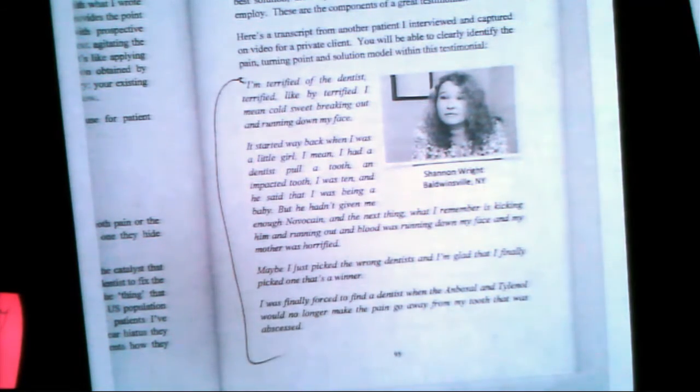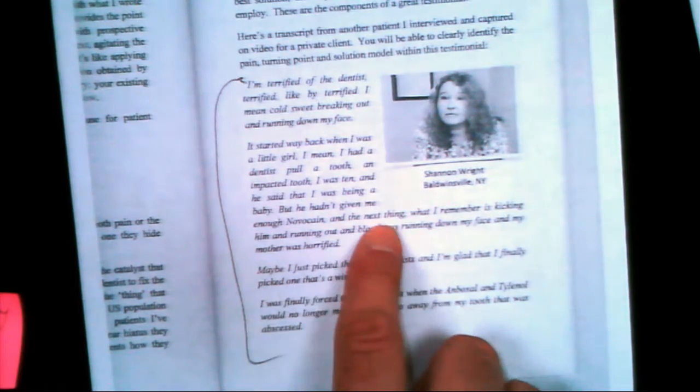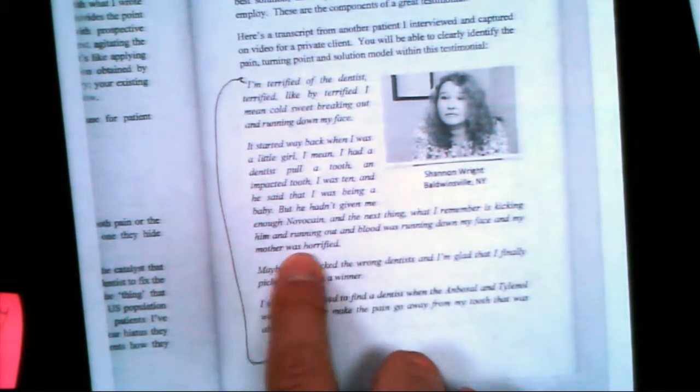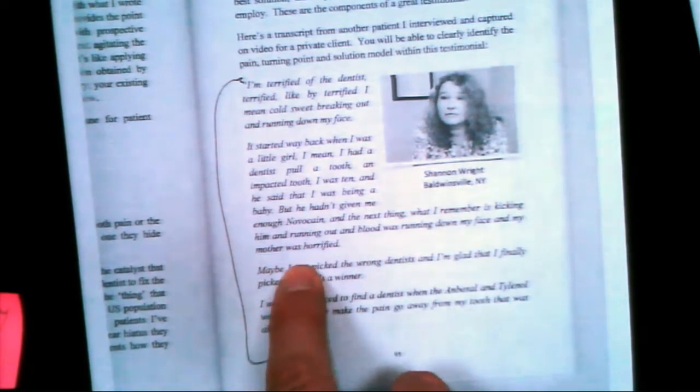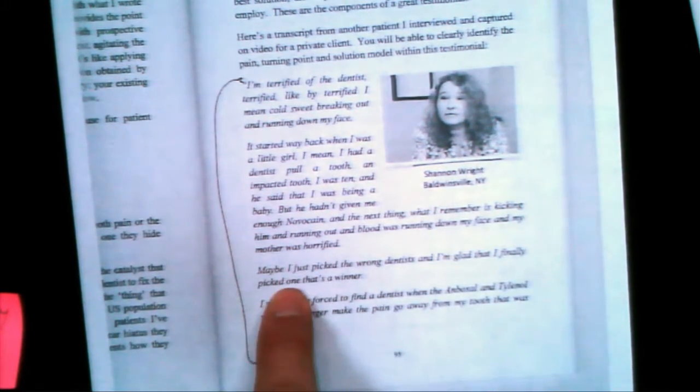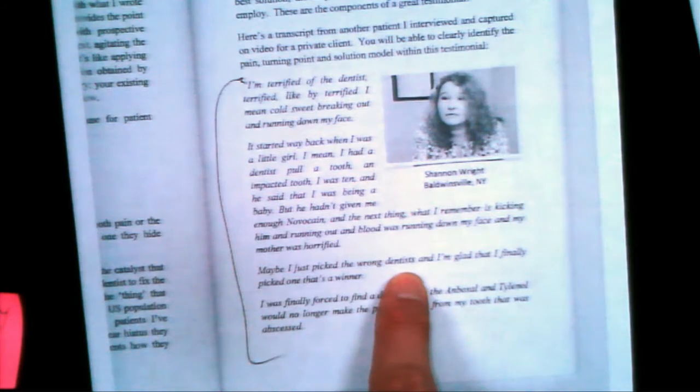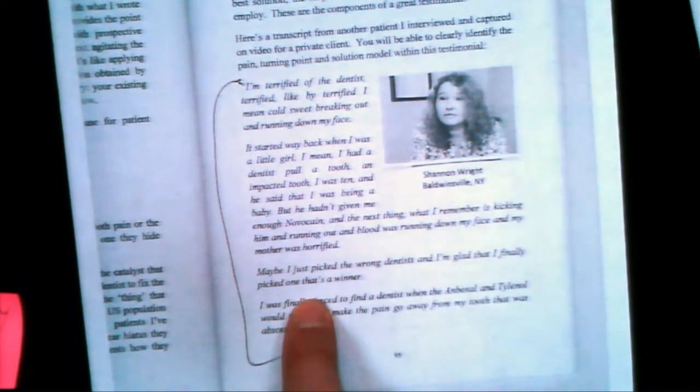He said that I was being a baby, but he hadn't given me enough Novocaine. And the next thing, what I remember is kicking him and running out, and blood was running down my face, and my mother was horrified. Maybe I just picked the wrong dentists, and I'm glad that I finally picked one that's a winner.